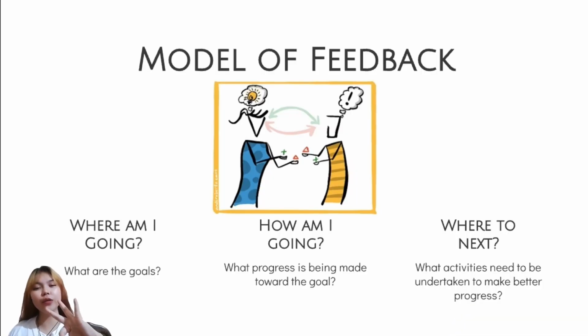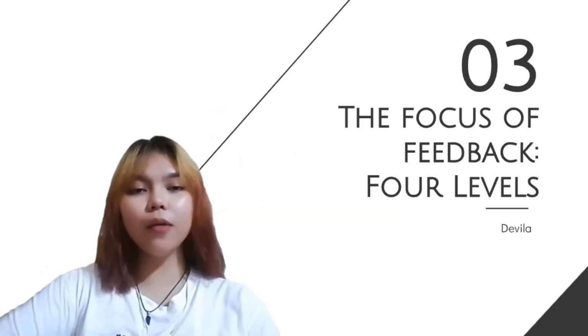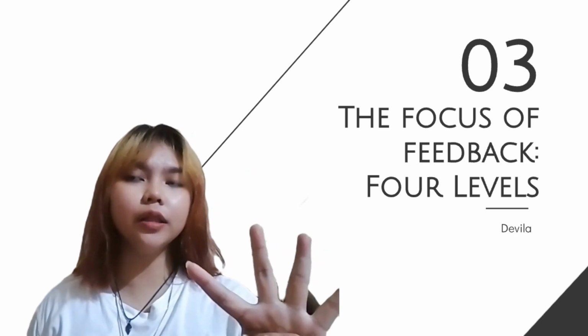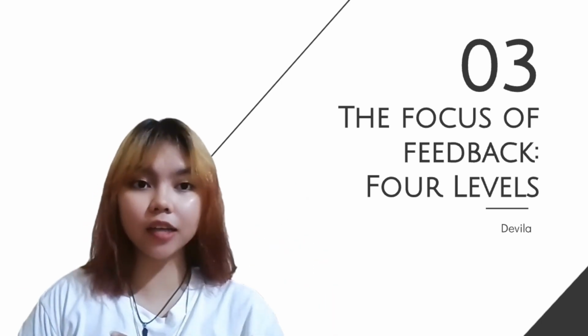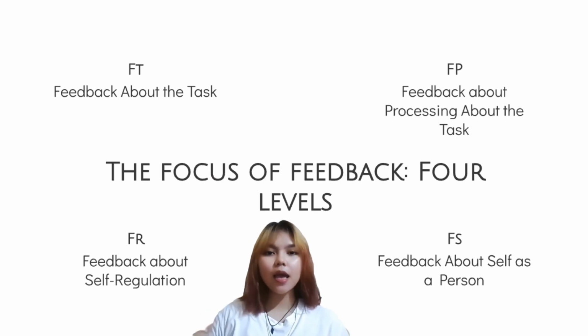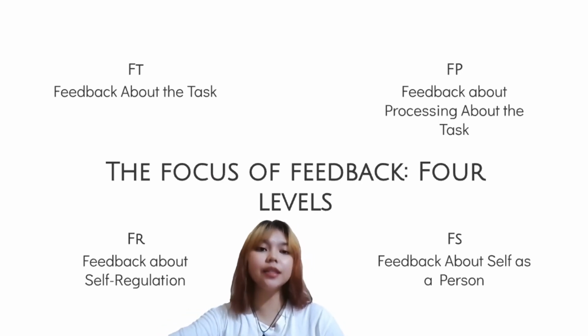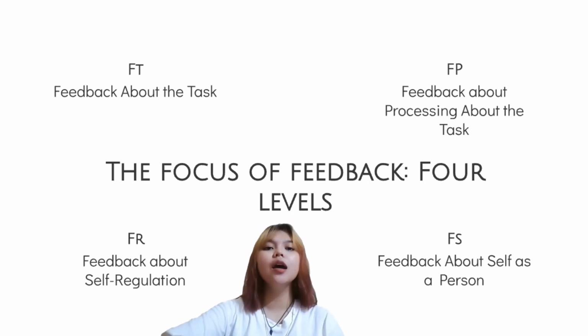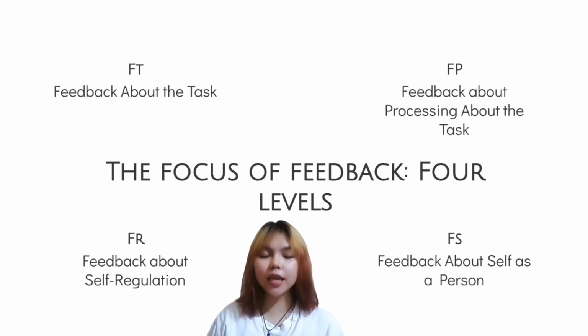Now these three questions, where am I going, how am I going, and where to next, are a fundamental part of learning progress. Now I have found four levels of focus of feedback. They are the feedback about the task, the FT, about the processing of the task, the FP, and about self-regulation, the FR, and about the self as a person, the FS.